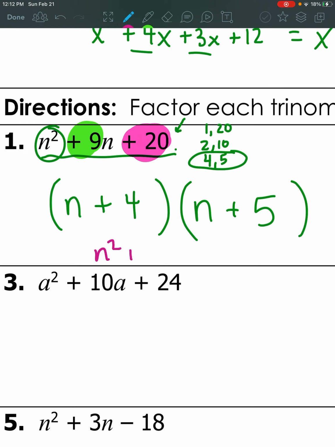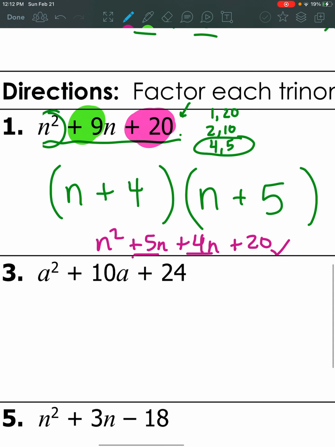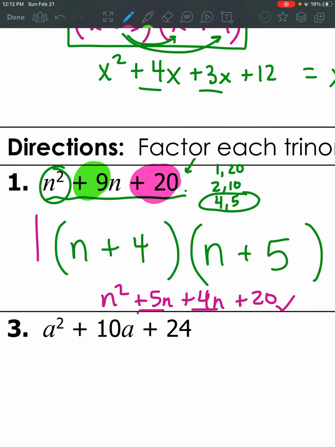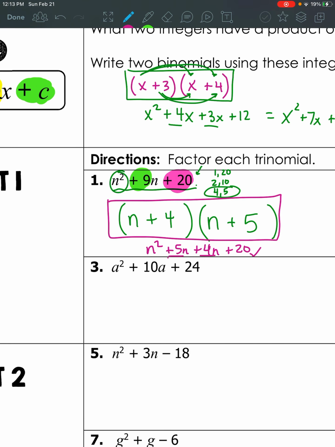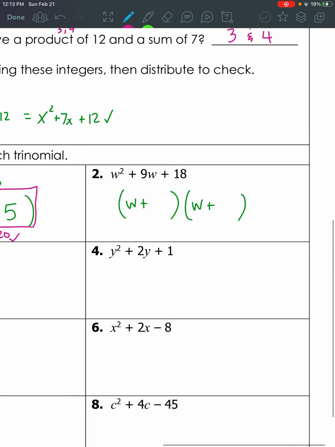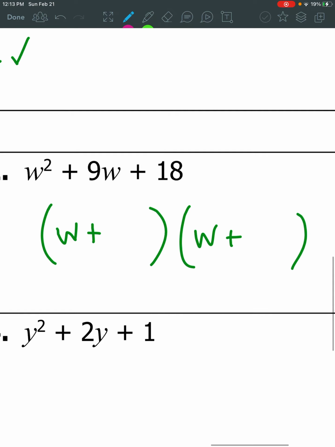And we'd get n squared plus 5n plus 4n plus 20. I did my distribution without actually showing it. And then 5n, 4n, they do add to 9n, so we know we have that one correct. So our factored form is n plus 4 times n plus 5. All right? And I'll do one more. I'll let you try a couple then.